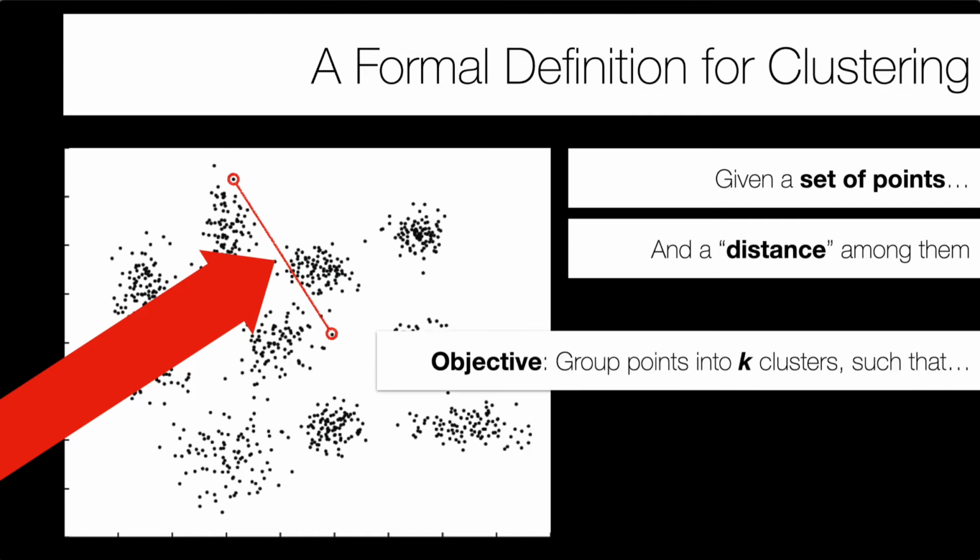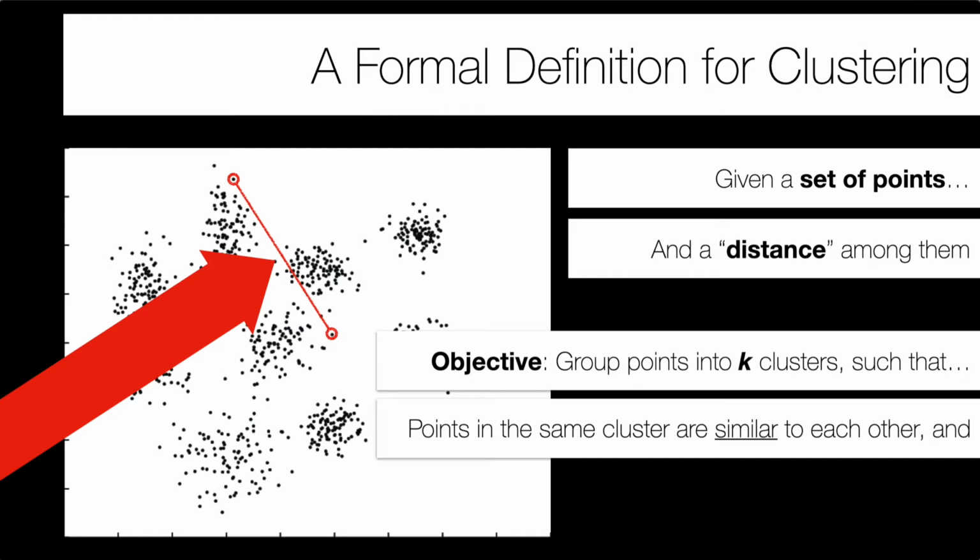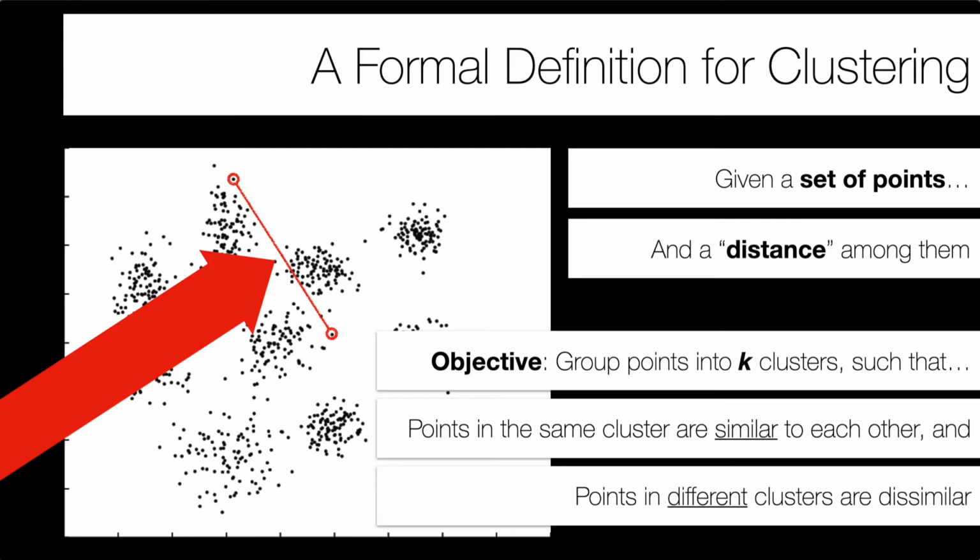With clustering, the objective is to take these points and group them into k clusters, where k is either some learned value or some pre-specified value. And we want to build these clusters such that points in the same cluster are much more likely to be similar to each other, whereas points in different clusters are much more likely to be dissimilar.